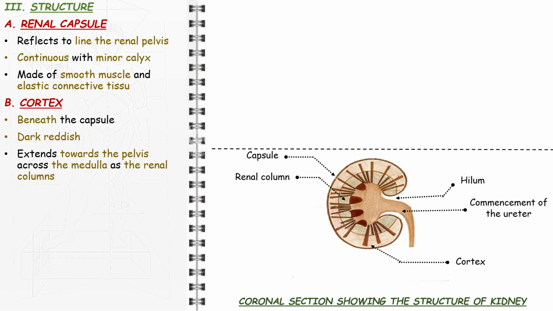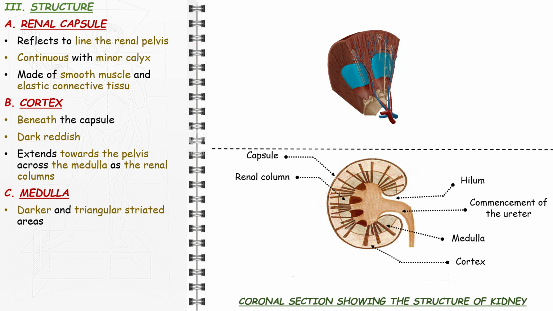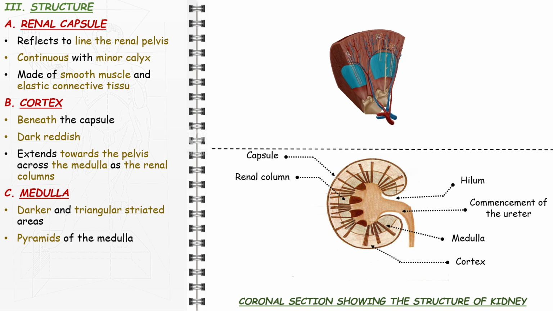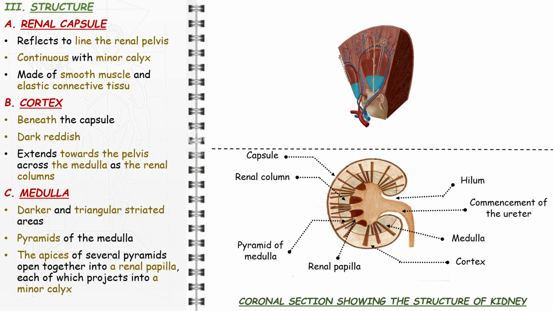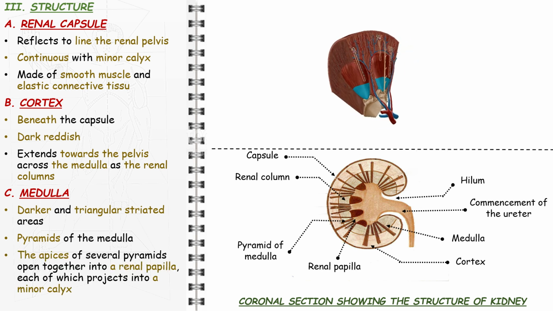The medulla is the part of the renal parenchyma made of 5 to 11 triangular striated areas prolonged in the cortex. The pyramids of the medulla are separated by the renal columns of the cortex. The bases of the pyramids are external, and the apices are internal and open together into a renal papilla, each of which projects into a minor calyx.